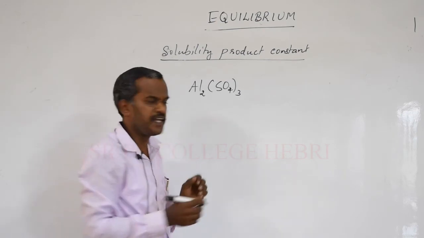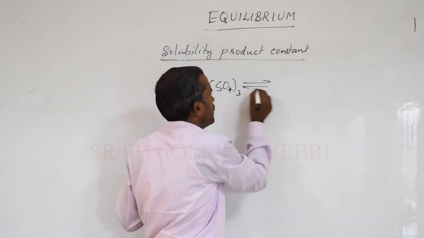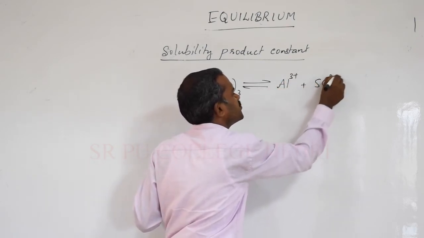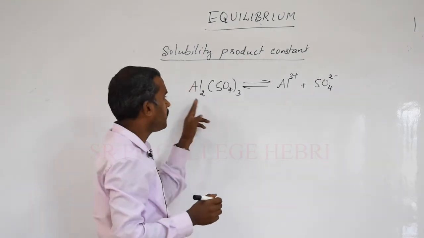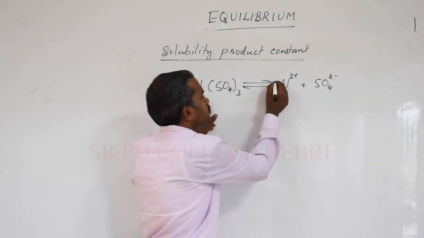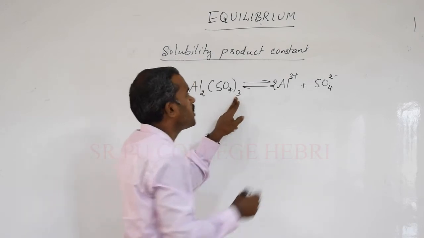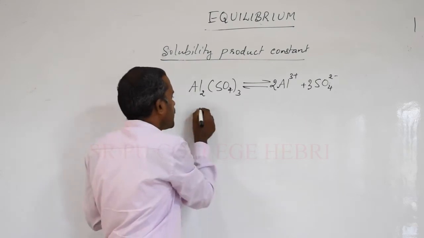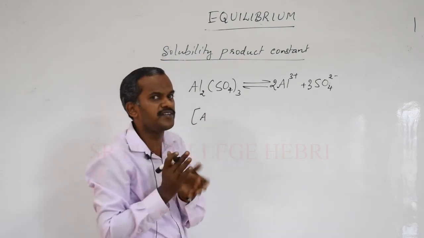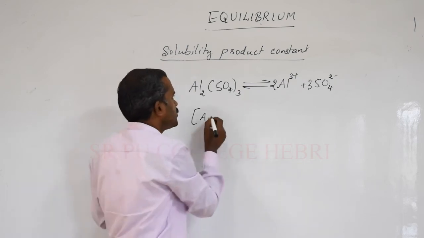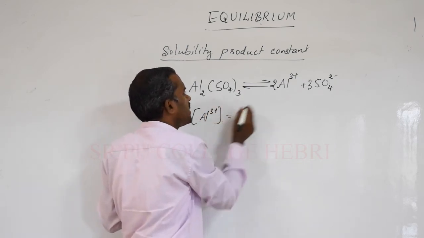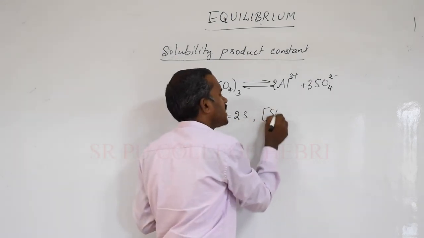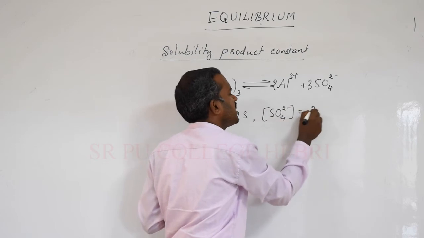Now if it is a sparingly soluble salt, it dissociates partially. You know it forms aluminium Al3+ and SO4 2-. Okay, you have to balance the equation. It is Al2, so it is 2 moles of Al3+ and 3 moles of sulfate. There is a difference. Now we can consider the molar concentrations, or we can consider the solubility in terms of moles. So Al3+, if it is 2 moles, I will take it as 2s, and similarly sulfate solubility I can consider as 3s.